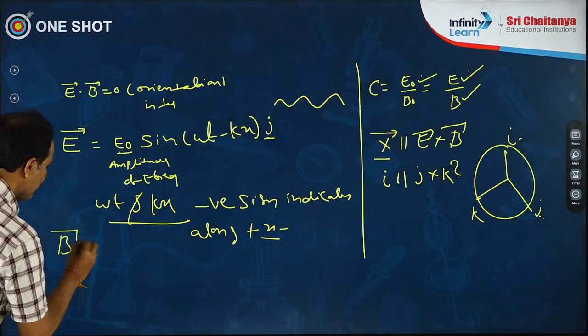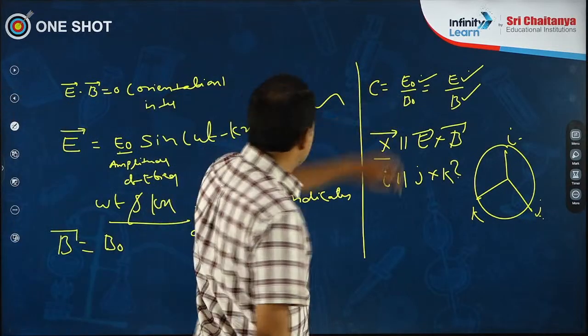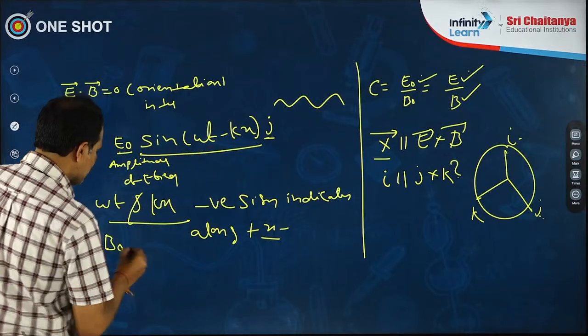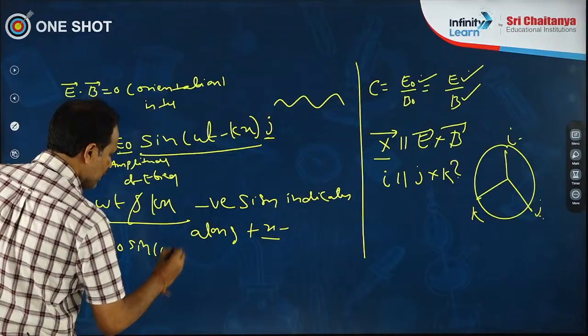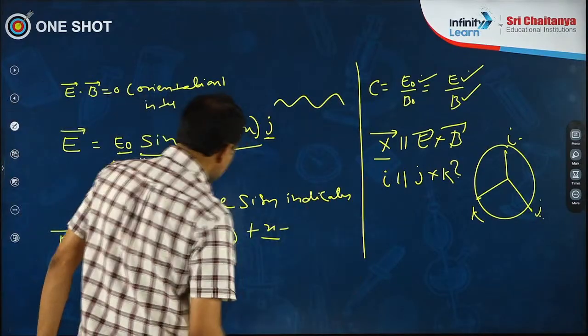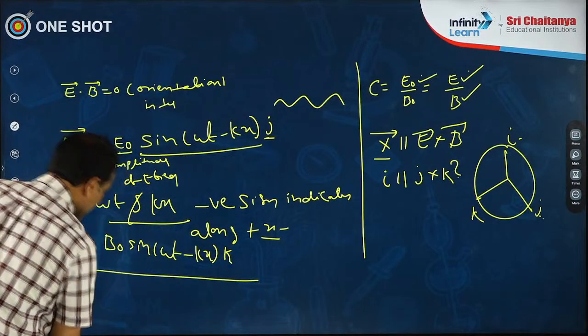Now how to write the magnetic field expression? B bar is equal to B naught, where B naught is equal to E naught by C. The remaining function stays as it is: sin of omega t minus kx. The magnetic field is along the Z direction, which can be written as plus k.